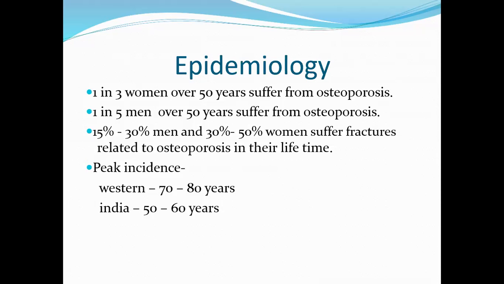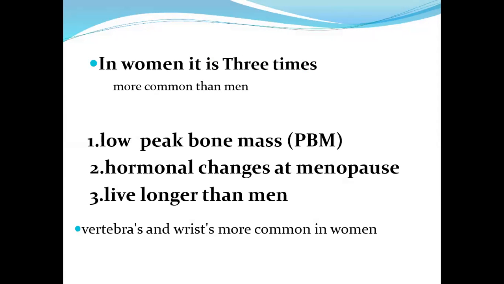Peak incidence in Western countries is at 70 to 80 years. In India, the peak is near about 50 to 60 years, where the percentage of sufferers of osteoporosis is high. In women, it is about three times more than in men. Low peak bone mass, in short known as PBM, is also responsible for causing osteoporosis.